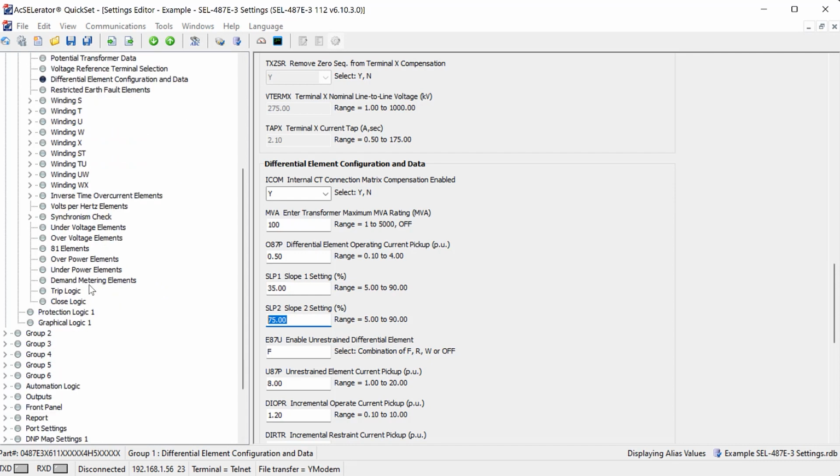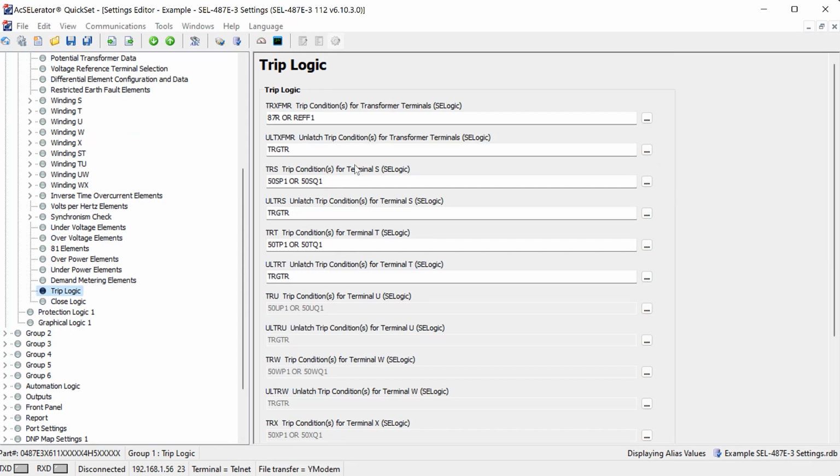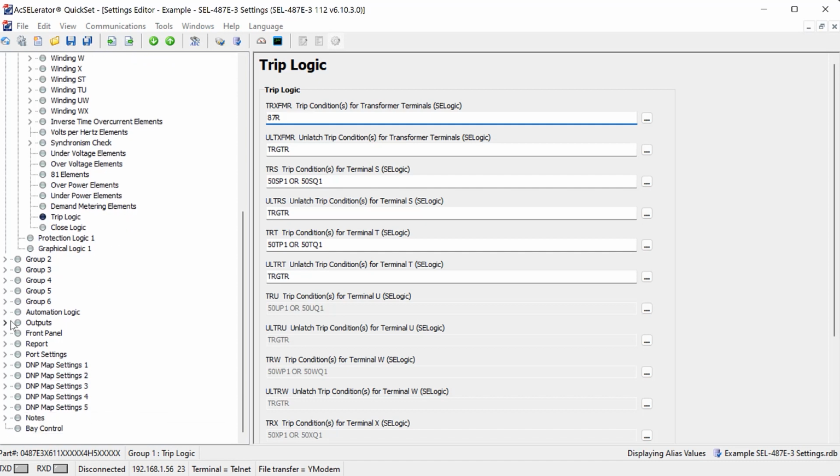So a couple more things that I want to do over here is now we've configured our differential element, but we need to tell the relay to use the output of that logic in the trip equation, which is this relay word bit over here, 87R. So I'm going to get rid of this REF trip. And this essentially tells the relay, use this relay word bit, which is an internal tag that the relay uses that's going to become a logical one if it decides to trip on its differential protection element. And I'm going to use that in the trip equation. And now I can use that in my outputs.